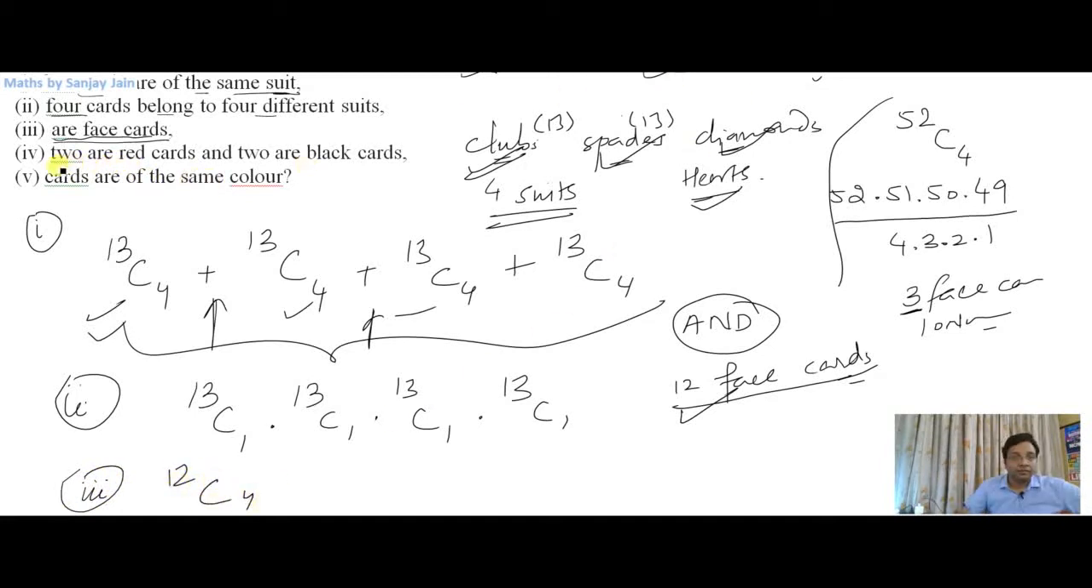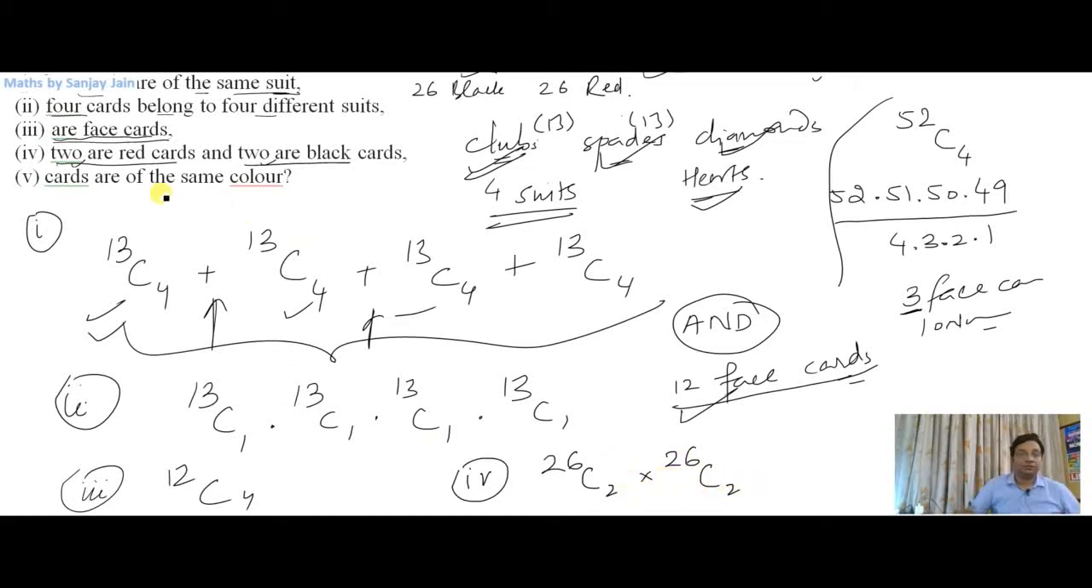Now in the next part, 2 are red cards and 2 are black cards. You know 26 cards out of 52 playing cards are black and 26 are red cards. So I have to choose 2 red cards and 2 black cards. These are the number of ways of choosing 2 red cards and 2 black cards.